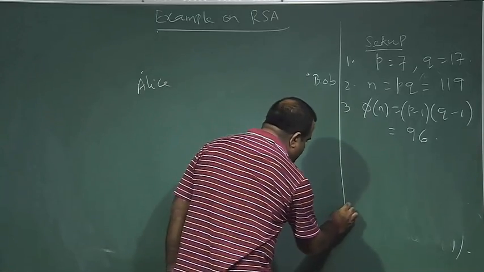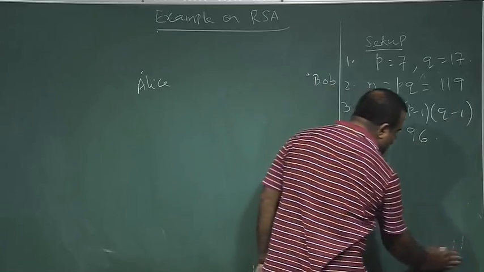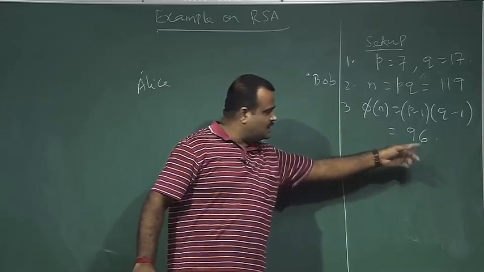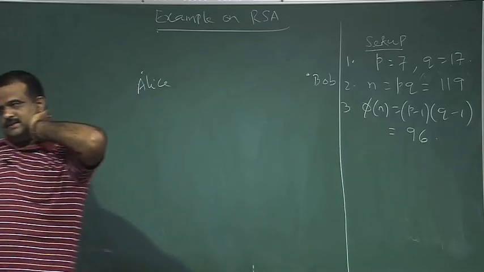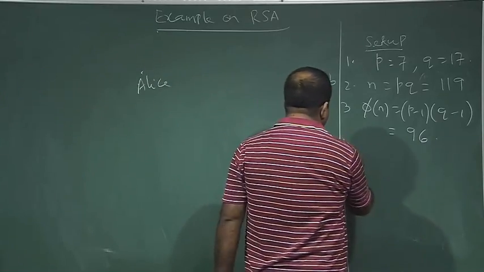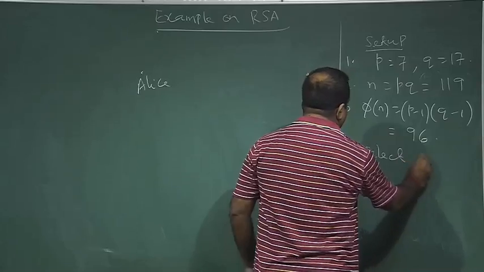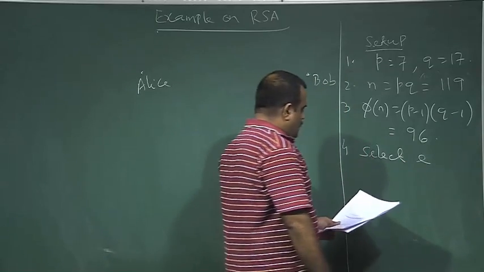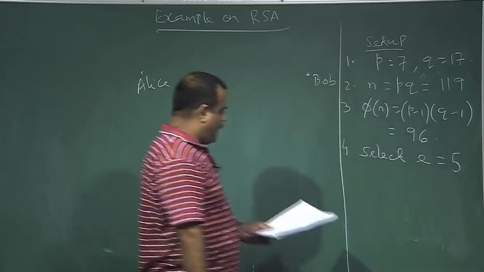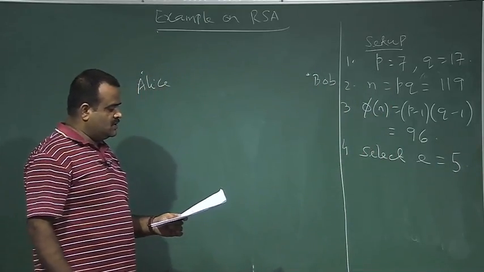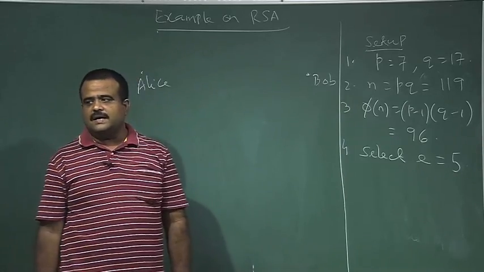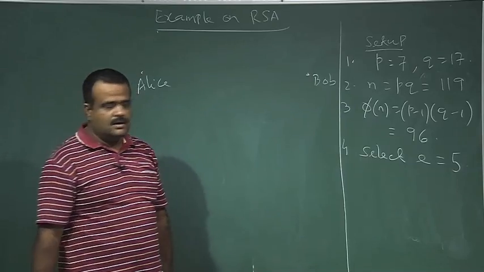Now Bob has to choose an E such that GCD of E and 96 is 1, that is, E is relatively prime to 96, because that will guarantee that E has an inverse. So we select E is equal to 5. Bob is choosing E is equal to 5, which is relatively prime to 96, so that guarantees that E has an inverse mod 96.